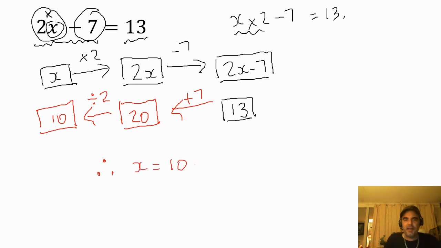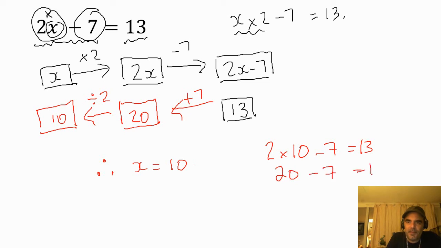Now let's check our solution. The original equation is 2x minus 7 is equal to 13. So if I go 2 times x, where x assumes a value of 10, and we take away 7, do we get 13 from that? 2 times 10 is equal to 20, and we minus 7 equals 13. So does that make sense? And that's a good checking mechanism to use.